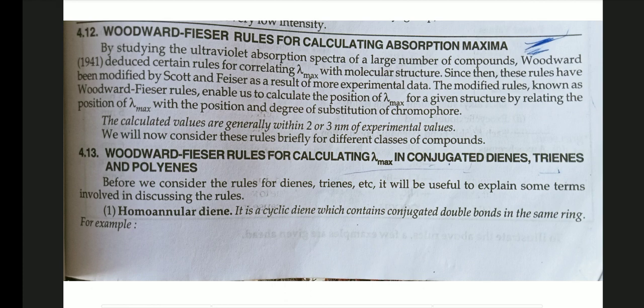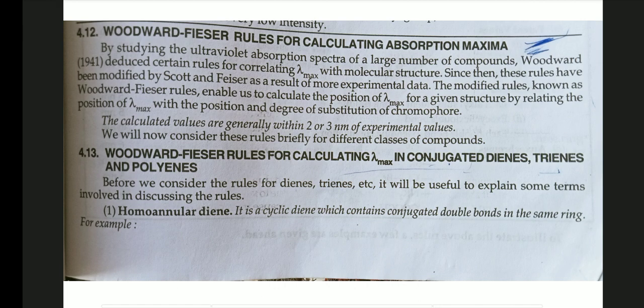The modified rules, known as Woodward-Fieser rules, enable us to calculate the position of lambda max for a given structure by relating the position of lambda max with the position and degree of substitution of the chromophore. The calculated values are generally within 2 or 3 nanometer of experimental values. We will now consider these rules briefly for different classes of compounds.